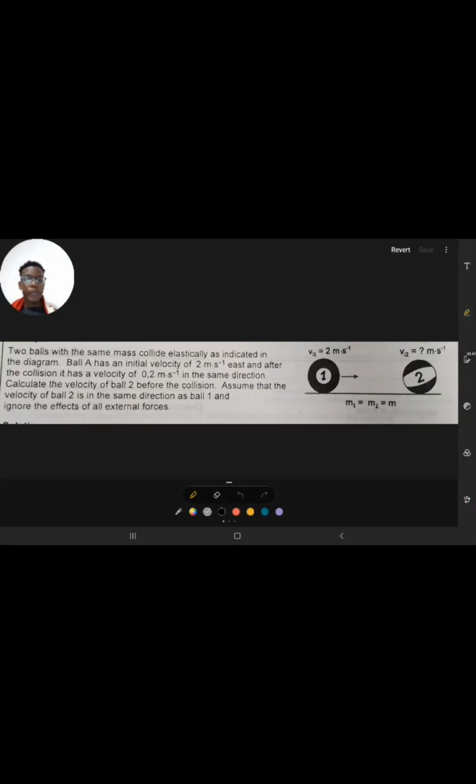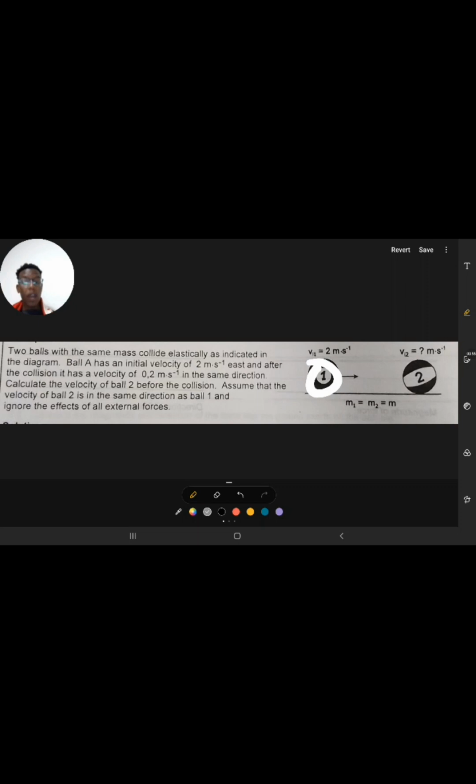Okay, so the example is as follows. It says, two balls with the same mass collide elastically. So it's an elastic collision. Two balls with the same mass collide elastically as indicated in the diagram. Ball A has an initial velocity of 2 meters per second. By ball A, I suppose they mean ball 1. So ball 1, this ball here, that's what they call ball A. We'll call it ball 1.